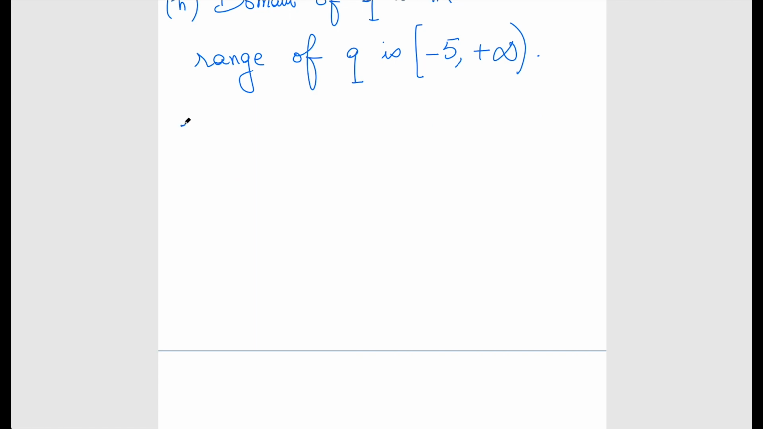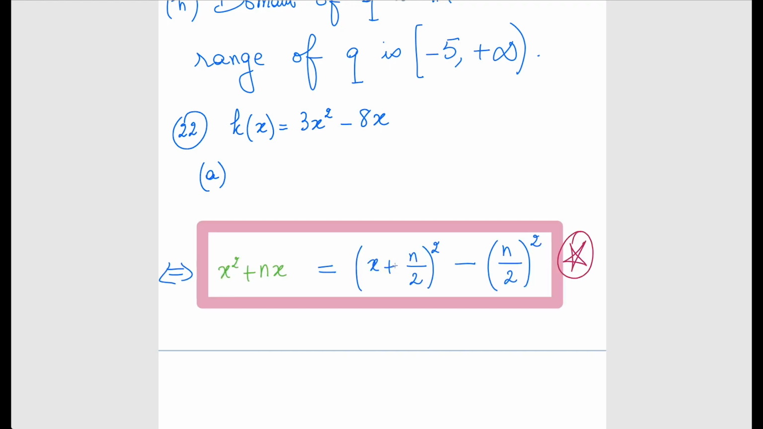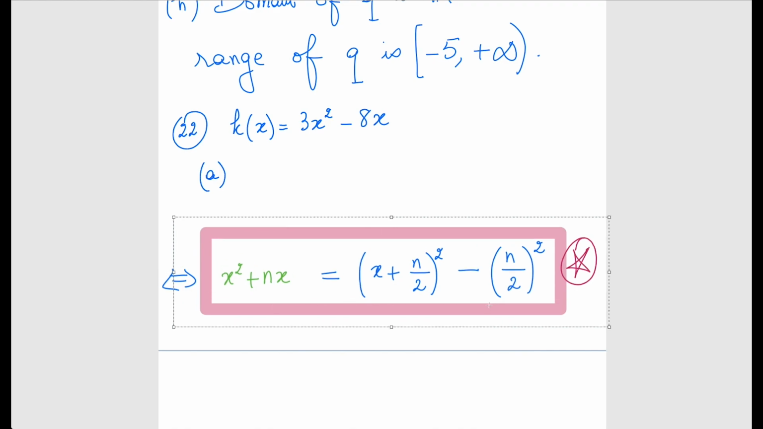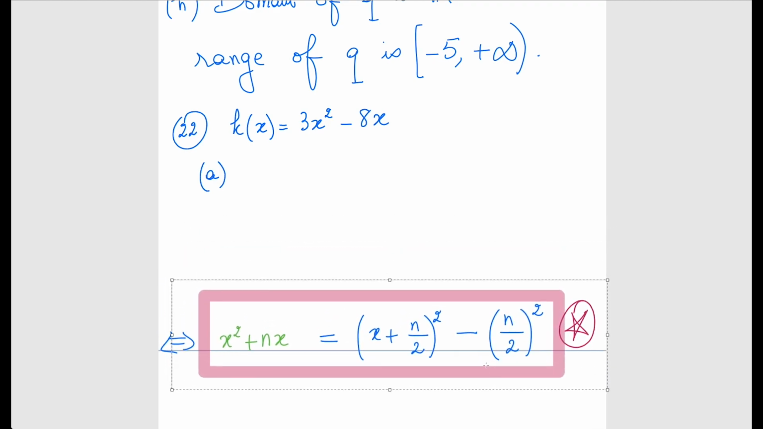So we have k of x equals 3x squared minus 8x. And I wanna rewrite this quadratic function in standard form. So what was the key idea? It was to complete the square, which means we need to use the star equation that we developed before, correct? So this one. So let me put it here, and I'm gonna appeal to it just shortly.